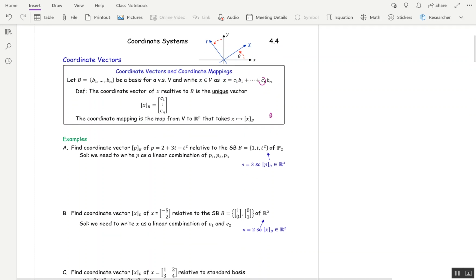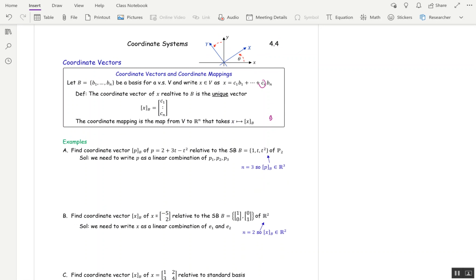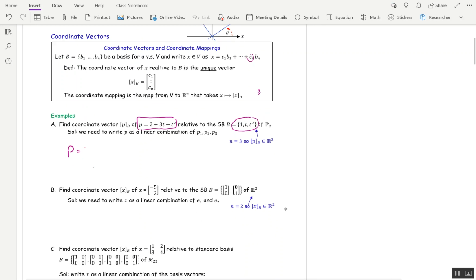Okay, first example. The standard basis of P2, which is the set of polynomials of degree less than or equal to 2, is 1, t, and t squared. All right, so we want to find the coordinate vector of this vector p, which is a polynomial, relative to the standard basis. So what we need to do is write p as a linear combination of 1, t, and t squared. So p is 2 times the vector 1 plus 3 times the vector t plus negative 1 times the vector t squared.